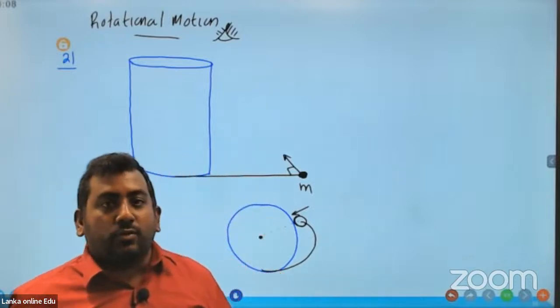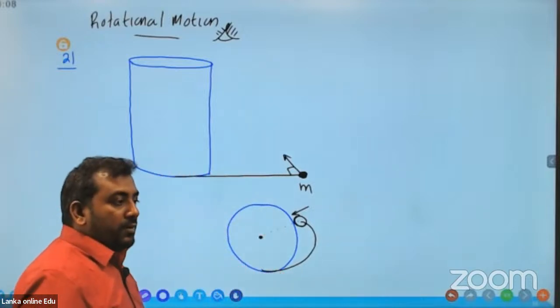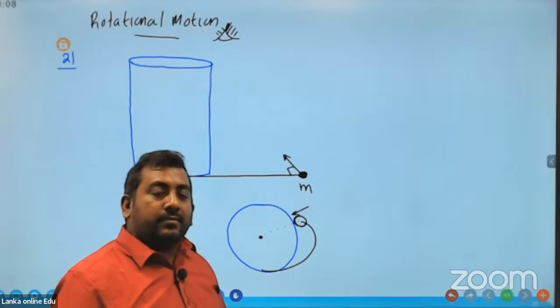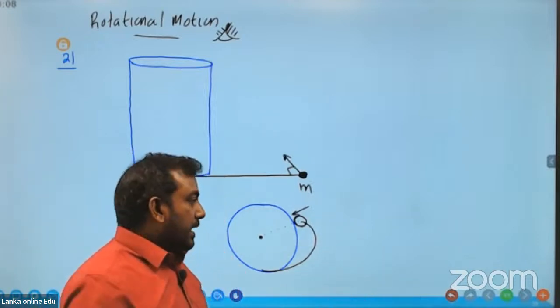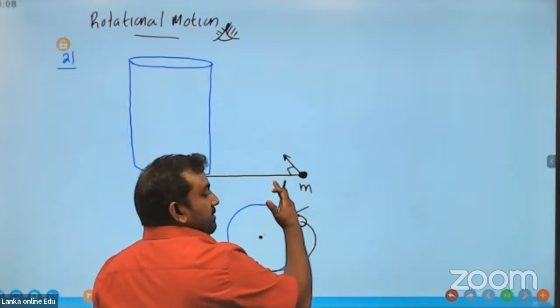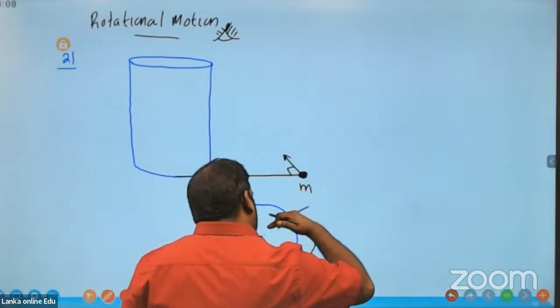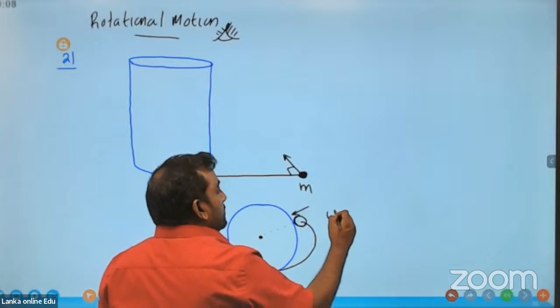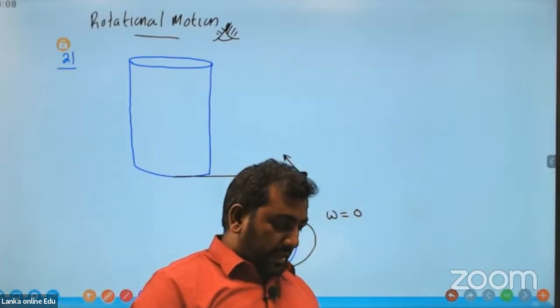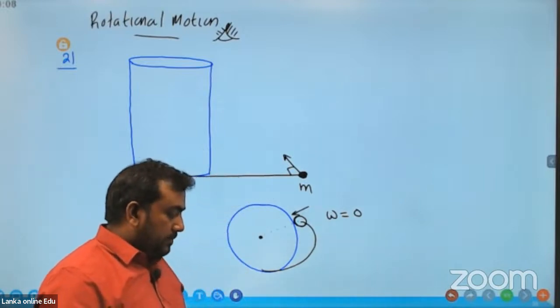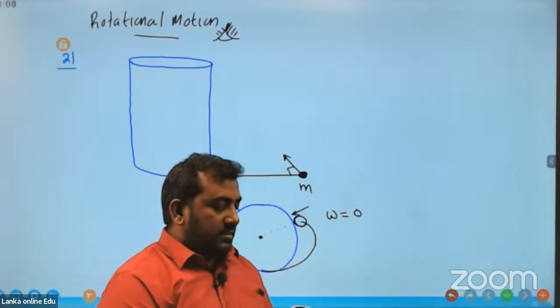Tell me now. If it's directed towards the center, will you have an angular velocity? No. No angular velocity, right? Technically, there is no tangential velocity. It's directed towards the center. So your angular velocity is going to be how much? 0. Angular velocity is 0.